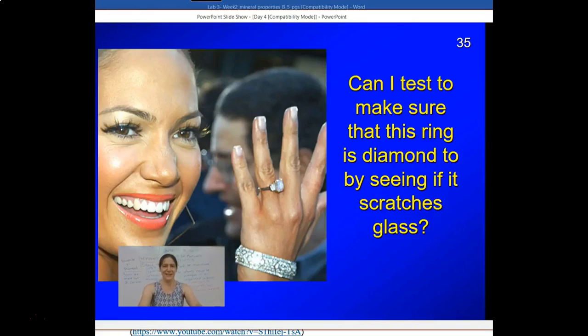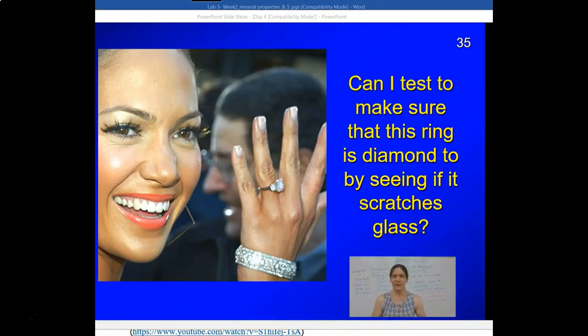Okay, let's see, other things from lab earlier this week. Can I test to make sure that this ring is diamond by seeing if it scratches glass? Like, hey, if it scratches glass, it must be diamond. Well, will diamonds scratch glass?